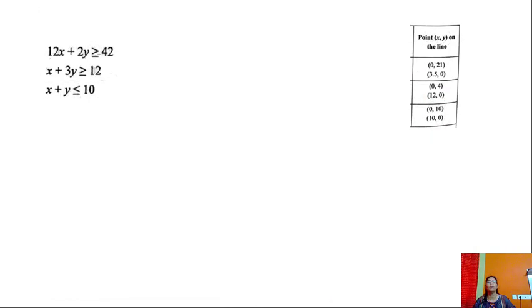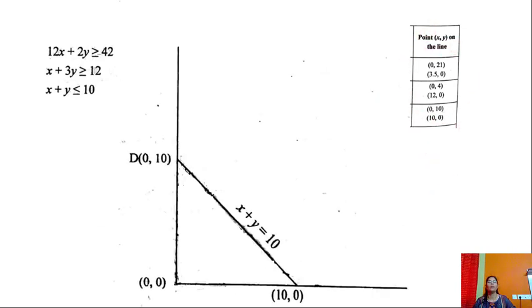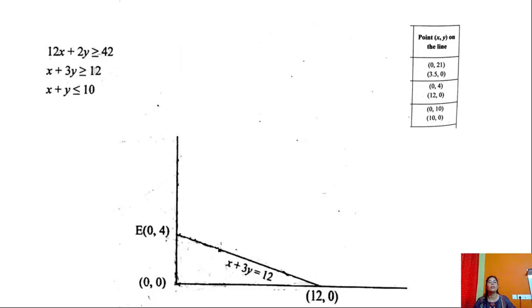And now we shall plot these points that we have got on the graph. So this is the first line, x plus y is equal to 10. This is the line showing x plus y is equal to 10. So x is 0 and y is 10, and x is 10 and y is 0. So this is one straight line. This is another straight line which shows x plus 3y is equal to 12, where x is 0 and y is 4, and x is 12 and y is 0.